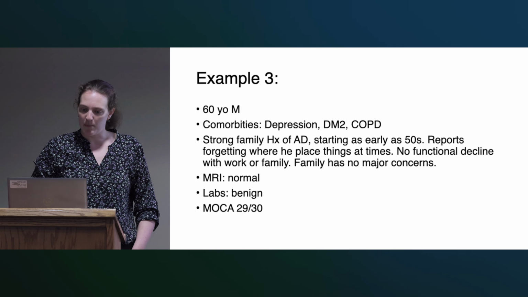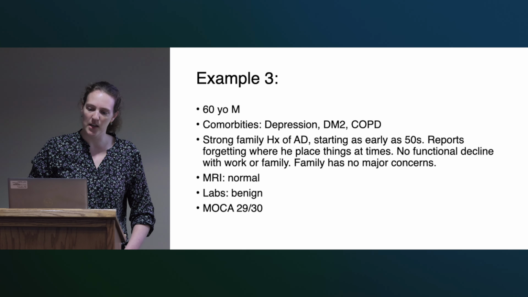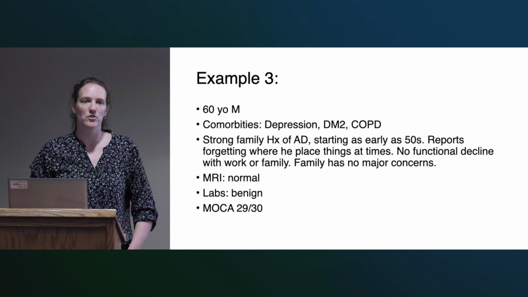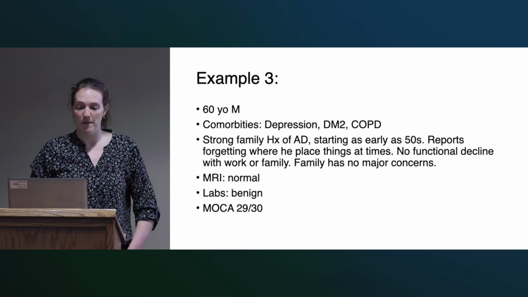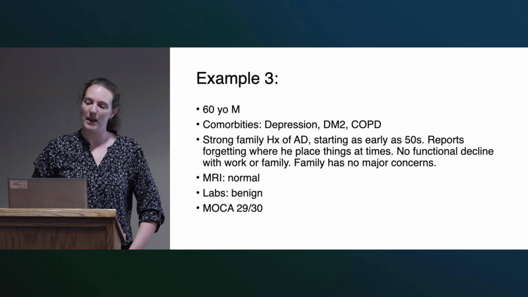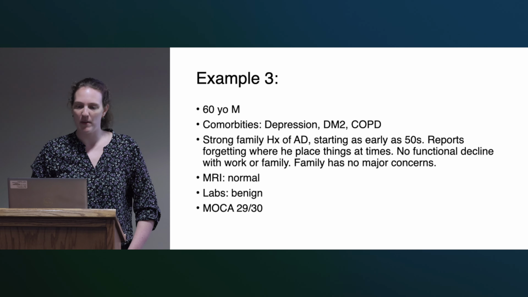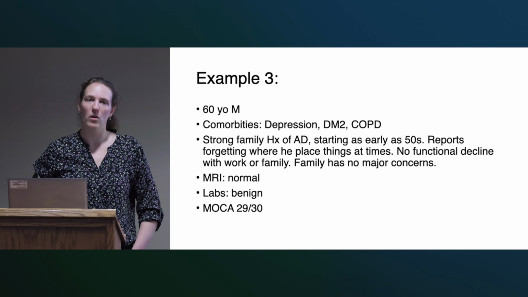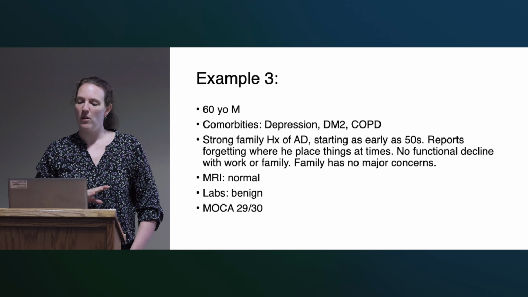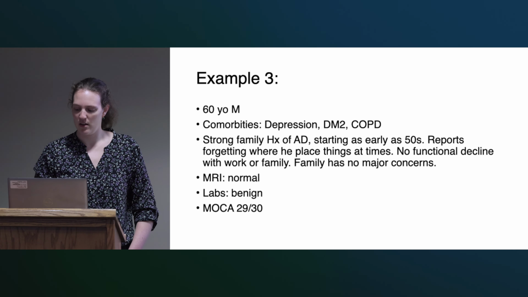All right, so here's a third example. 60-year-old male, he's got depression, diabetes, COPD. He has a very strong history of Alzheimer's disease, very early, as early as the 50s even. Now he's saying, okay, I'm forgetting where I'm putting things, but he hasn't had any functional decline at work or family. The family themselves aren't concerned about his behavior. MRI is normal. Labs and mimic rule out are normal. He doesn't have sleep apnea. His MoCA score is 29 out of 30.